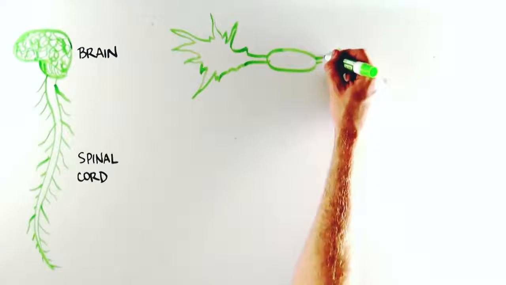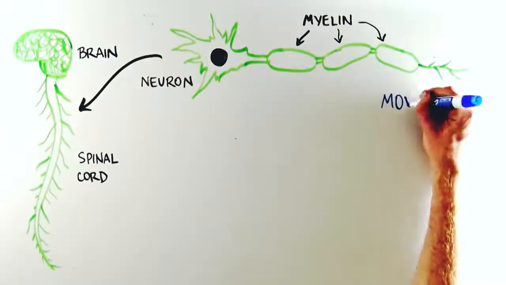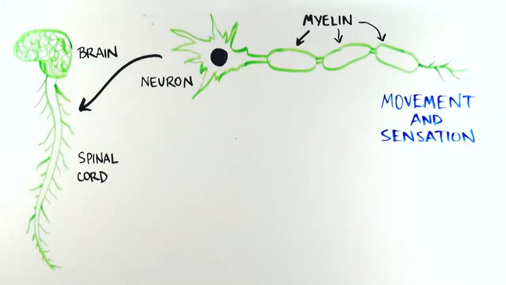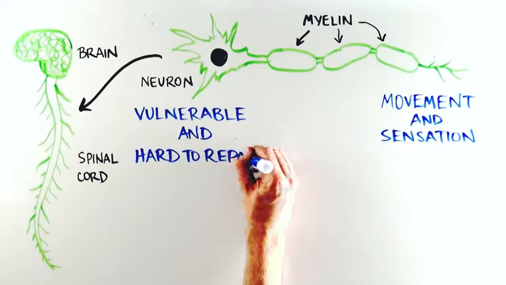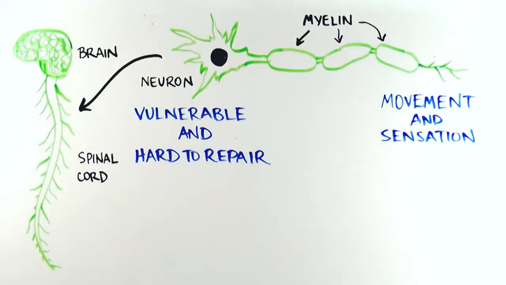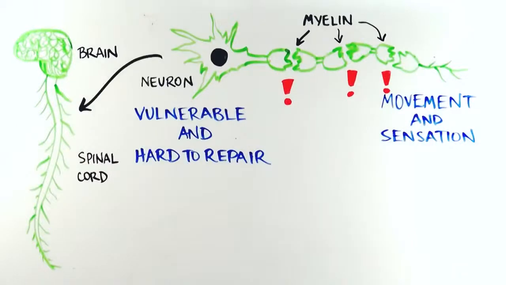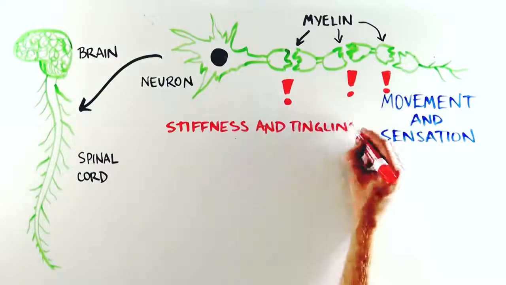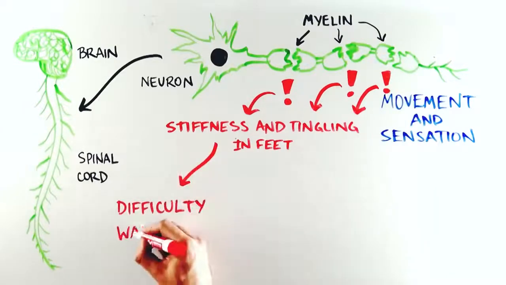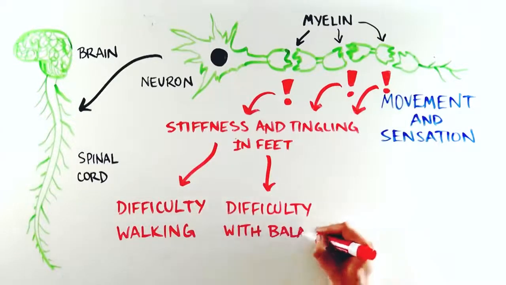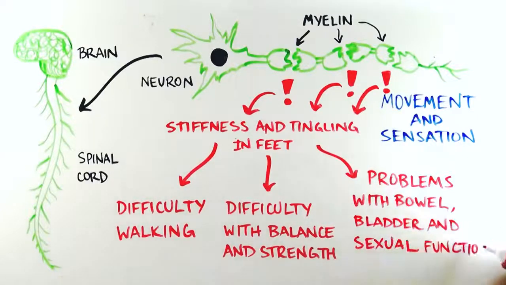Myelin serves as a sheath to protect and insulate the axons of neurons in the spinal cord responsible for movement and sensation, which are among the largest and longest cells in the body, leaving them vulnerable and harder for the body to repair. When myelin is damaged in ALD, neurons in the spinal cord and nerves malfunction. As a result, symptoms often begin as stiffness or tingling in the feet, but they always worsen over time and result in difficulty with walking, balance, and strength, as well as bowel, bladder, and sexual functions.